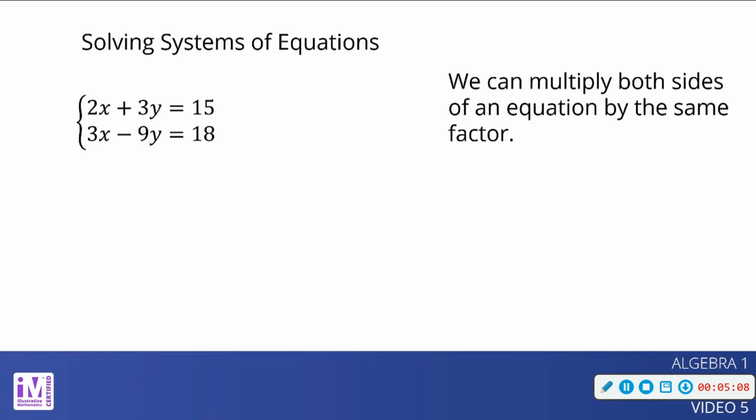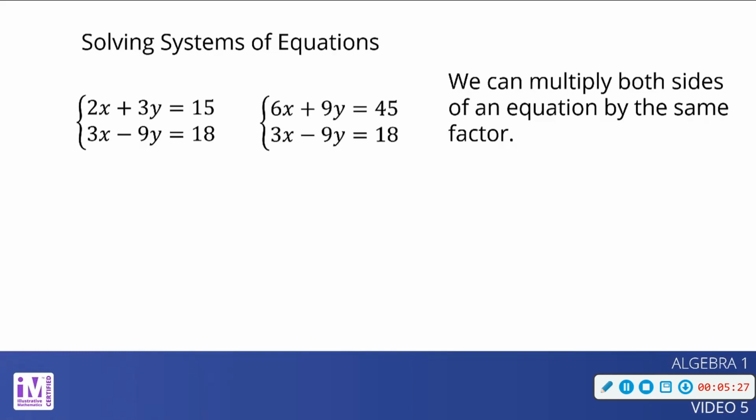To do that, we can multiply both sides of an equation by the same factor. Remember that doing this creates an equivalent equation, so the x and y values that make the first equation true also make the new equation true. There are different ways to eliminate a variable with this approach. Let's try this.